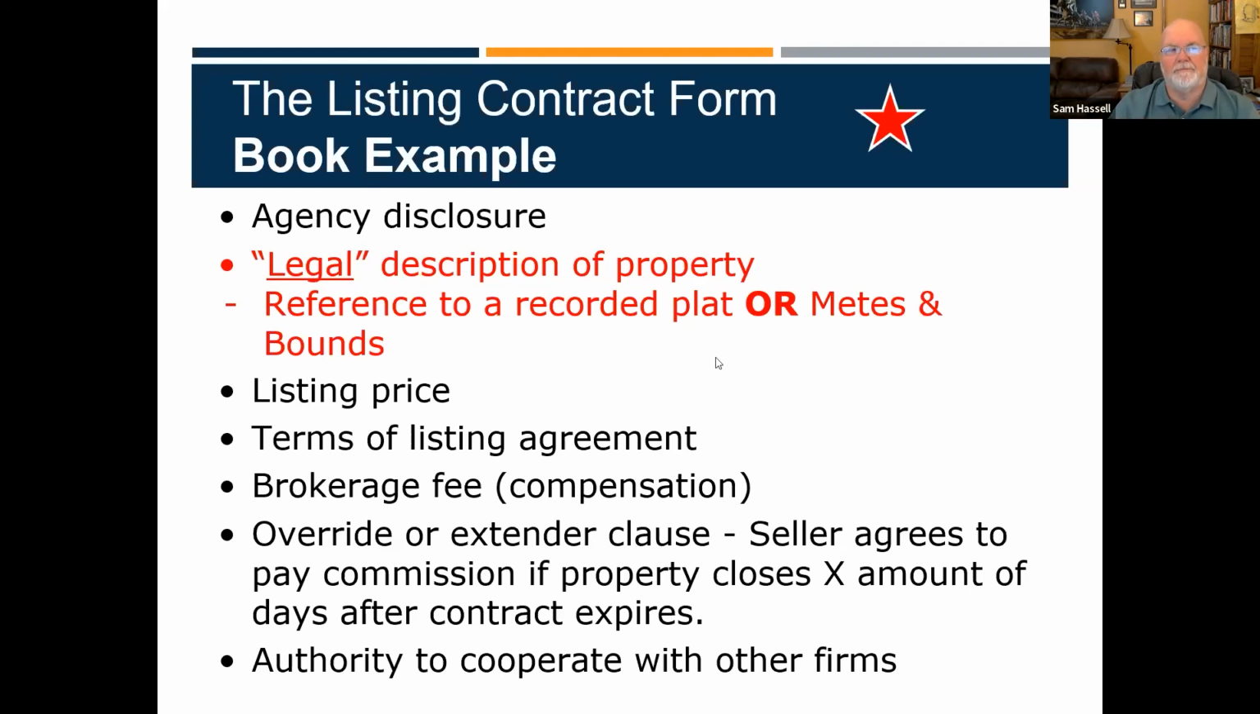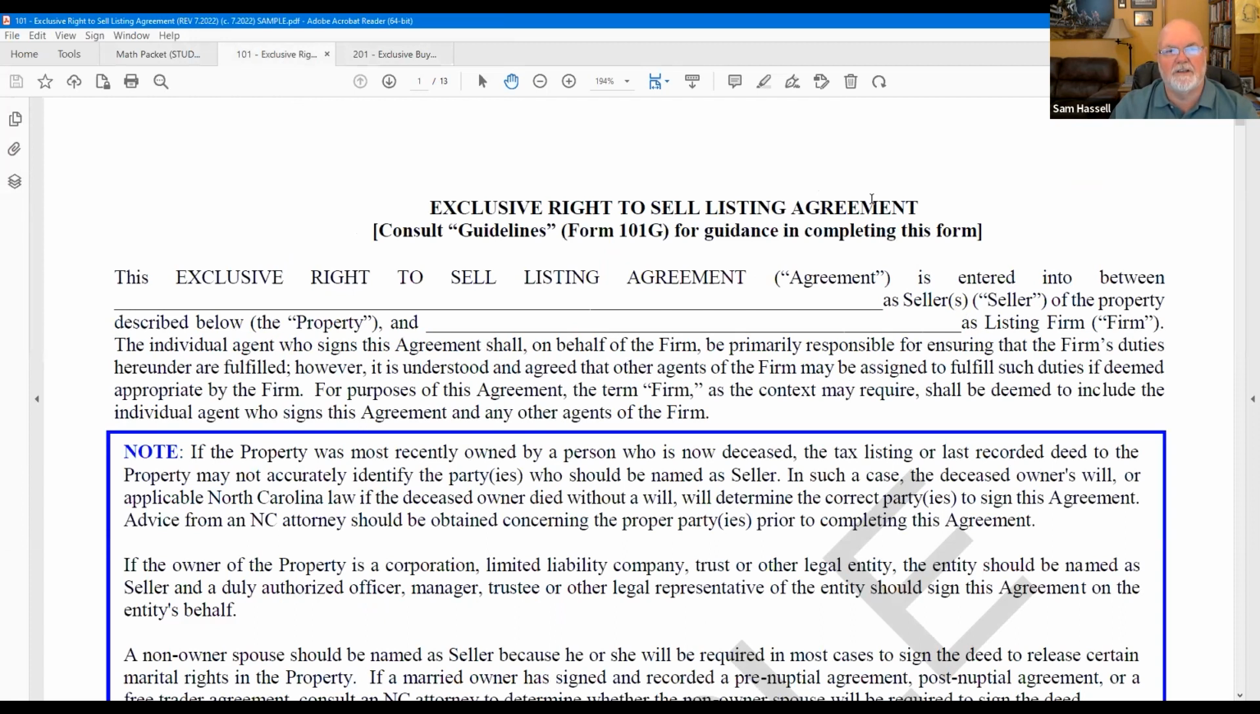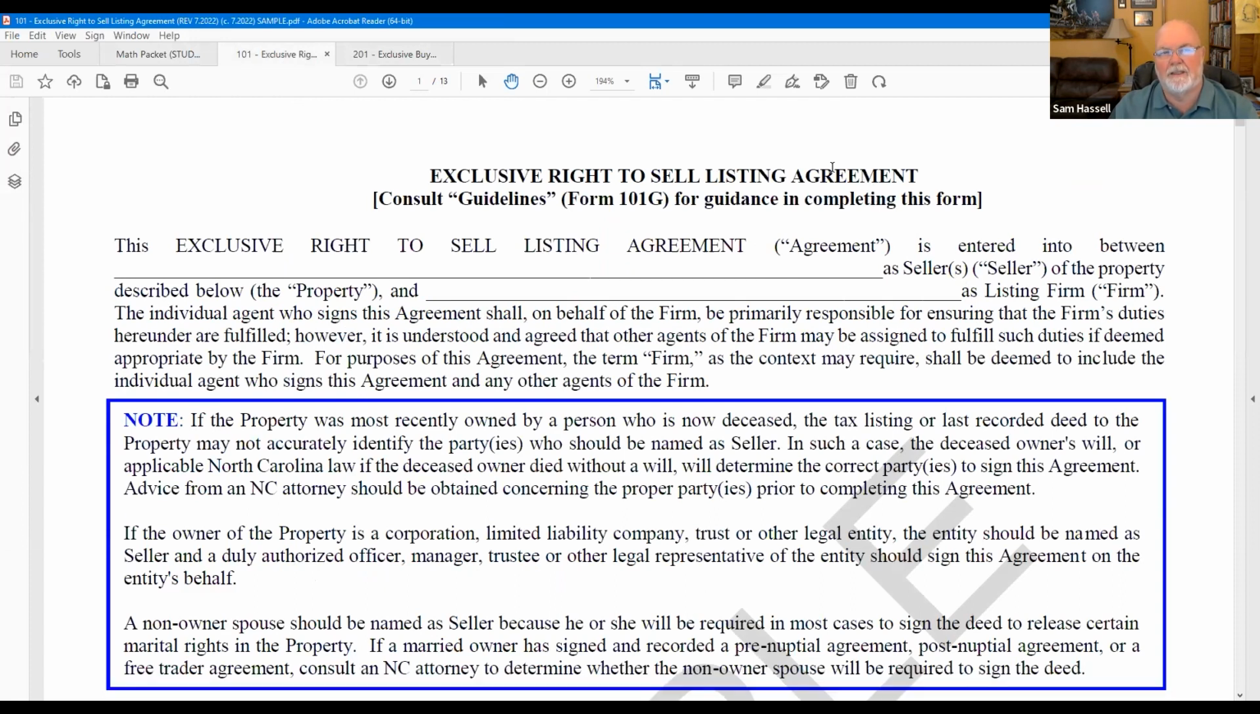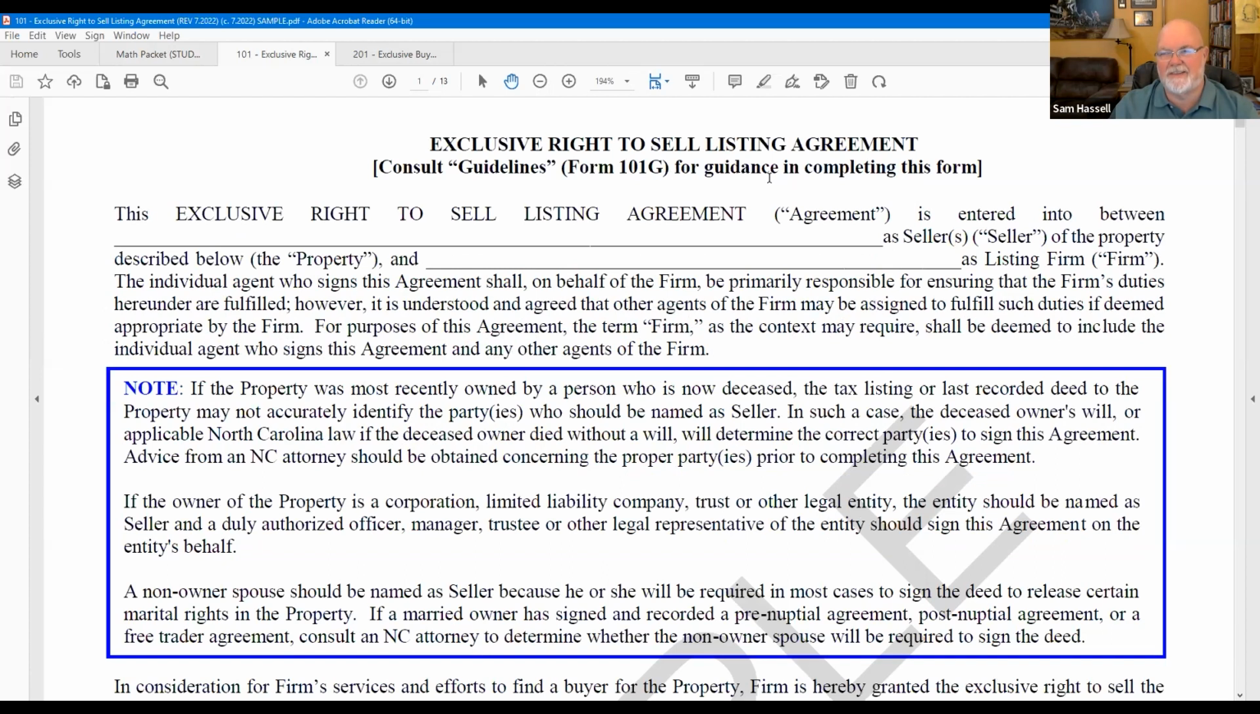Let's go through it. Let's take a look at it, all right? Instead of going through all of these things, we'll just take a look at how much we can go through. This is an exclusive right to sell listing agreement, okay? Now notice up here, it's 13 pages long. It's quite the document, all right? So we probably won't get through all of it. I'm gonna skim it, but just to give you the highlights, all right?